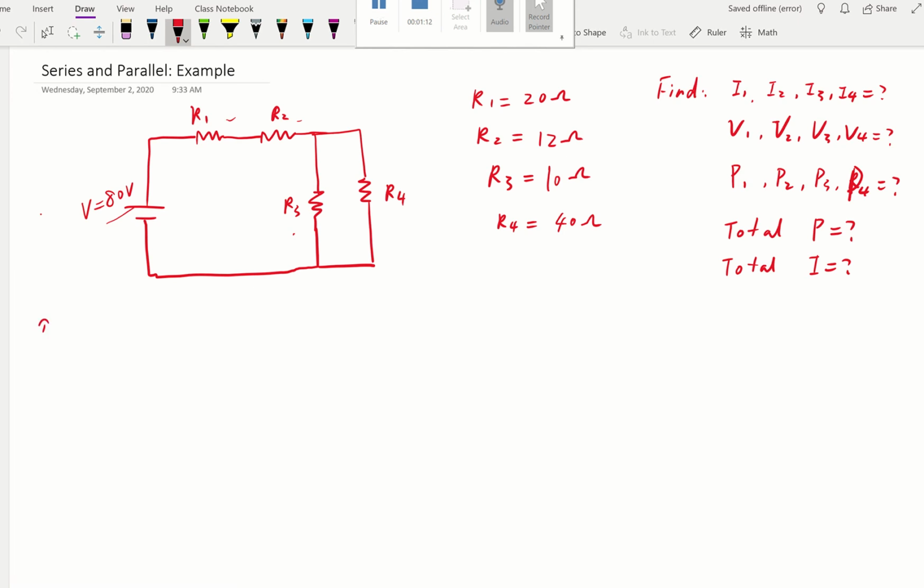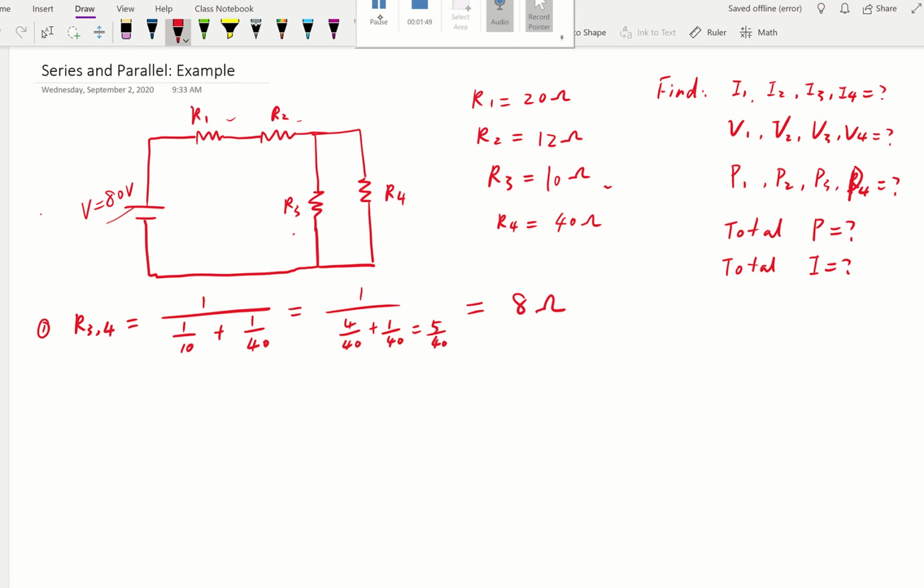So how do we solve this type of problem? First of all, we're going to look at the equivalent resistance. We know R3 and R4 are in parallel. So it's going to be 1 over 10 for R3 and 1 over 40 for R4. So go ahead and solve that. That's going to give 5 over 40, so the answer is going to be 8. So the equivalent of parallel R3 and R4 gives us 8 ohms.